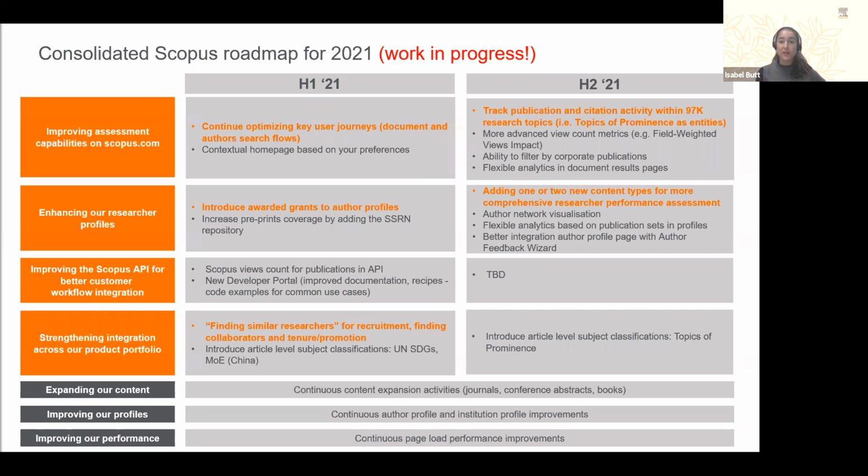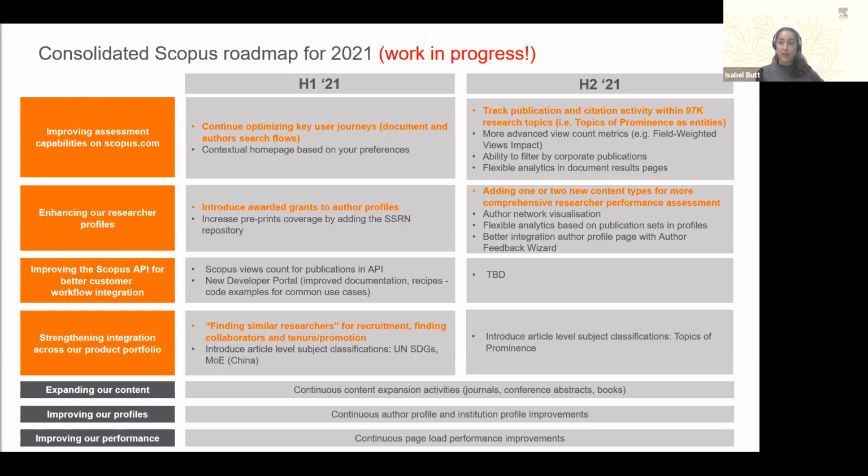So these are the topics that we're showing on your author profiles, where we showed the 3 most contributed topics, but we want to improve tracking of publications and citations in these. We're also going to add more advanced view count metrics. We also want to put on an ability to filter by corporate publications and flexible analytics in the document results page. The next focus will, of course, be enhancing the researcher profiles.